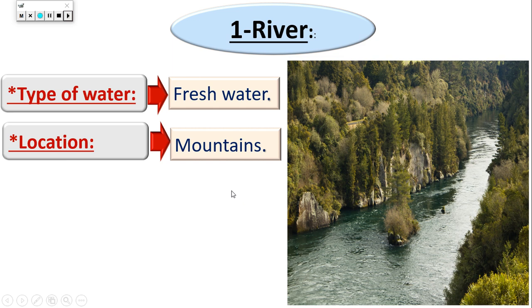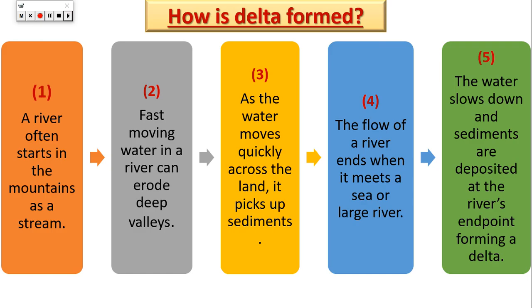In lesson 2, we will take the water bodies one more time, but the new thing that we will know is the location. What is the river? Do you remember? A river is a water body that flows from high altitude to low altitude. This high altitude most of the time is the mountains. So the water body of the river starts with the mountain. So mountain is the location of the river.